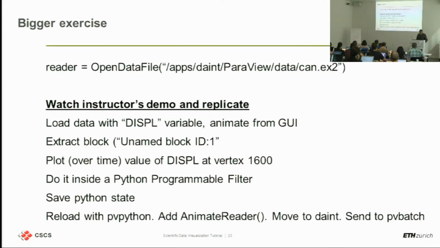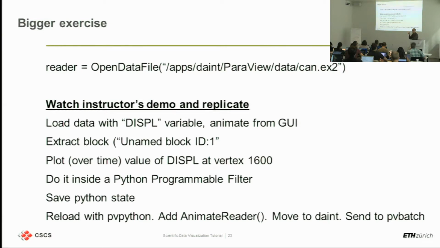But the exercise is going to be a bit more complex. And we'll have until lunchtime to do this. We'll read the file. You're going to watch. I'm going to do it. We're going to load the data with a variable called displacement, disp, like this. We'll animate that in the GUI just to understand what this file is about. This is a multi-block data set. So just for simplicity, we're going to extract the first block. That block is called unnamed blocked ID 1.